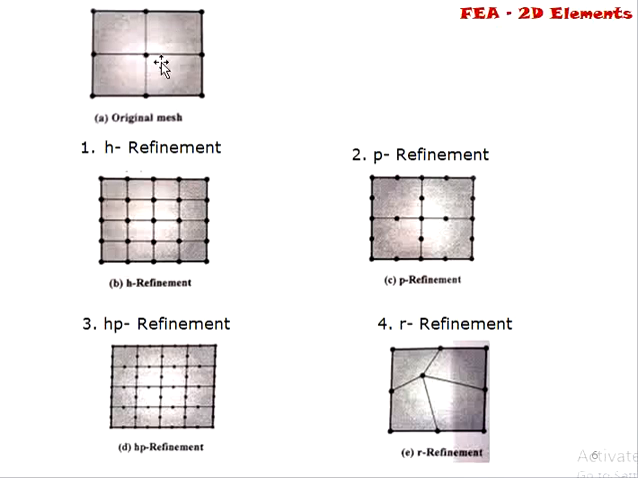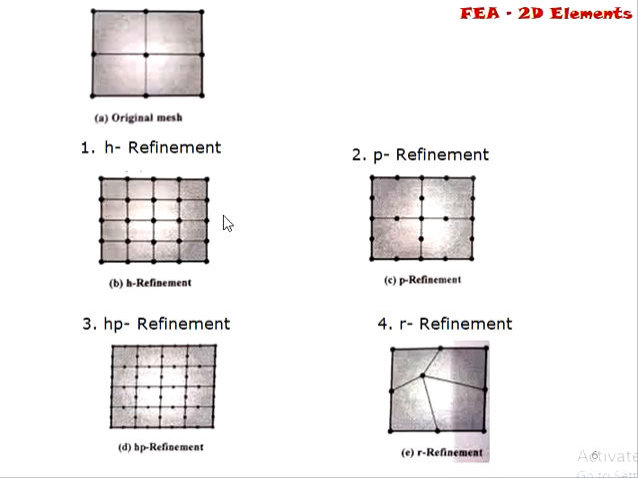Suppose this is our original domain, that is 4 elements and 9 nodes. In H refinement, the number of elements is increased without changing the element type, and the accuracy of the solution improves by using a finer mesh of the same type of element.